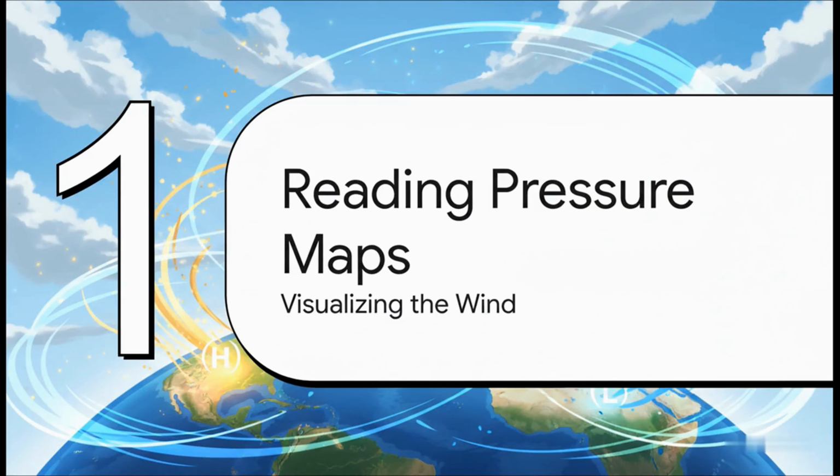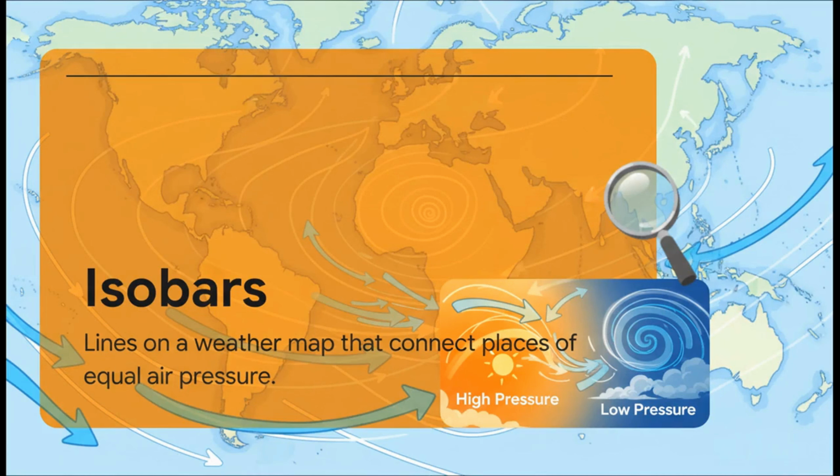Right, so if pressure is totally invisible, how in the world do we actually see where it's high or where it's low? Well, meteorologists have this amazing tool for that, the weather map. And we're about to learn how to read these maps so you can see these invisible forces at play for yourself.